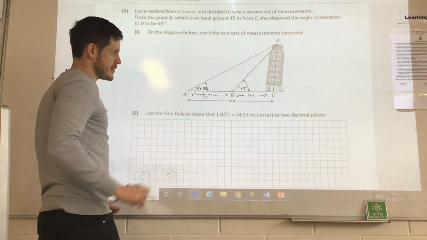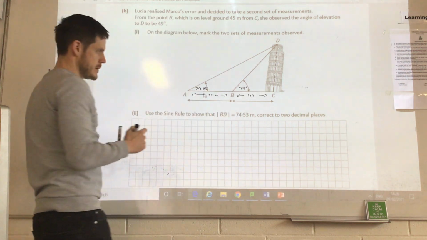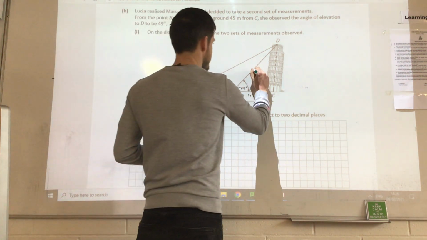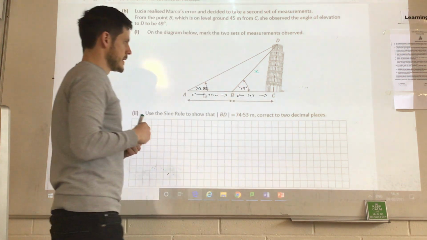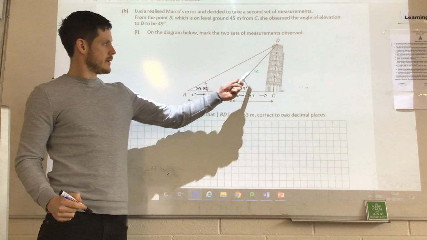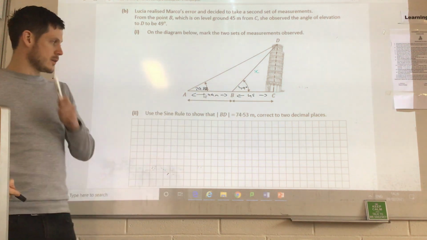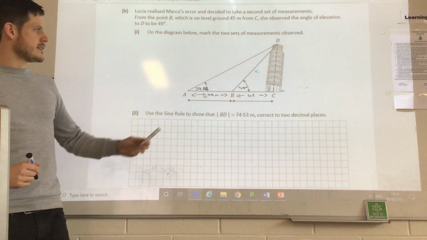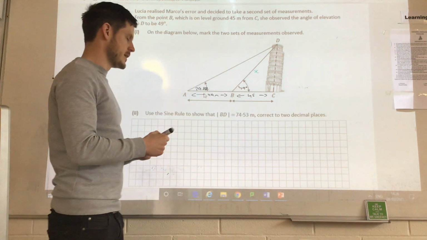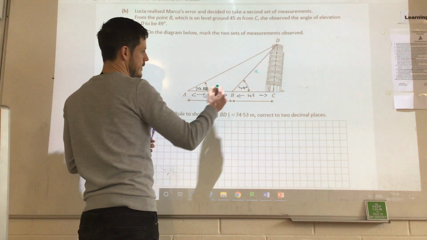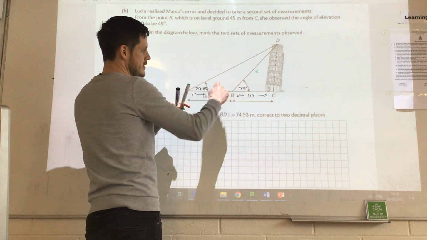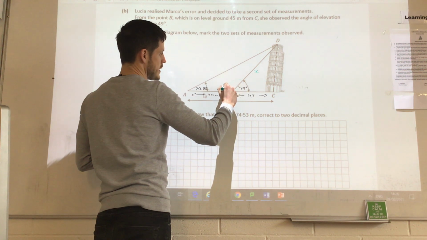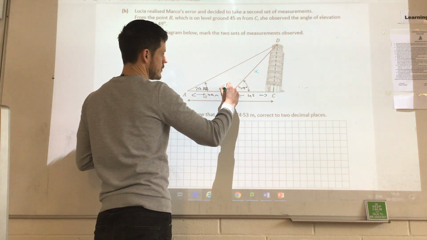So we're asked to find BD, and it tells us BD is equal to 74.53. Prove it. So I'm going to call this X. This is what we're looking for. So I have this side and an opposite angle. To use the sine rule, I need this side and this angle then. So I need to figure out what this angle is here. Well, first thing I'm going to do is figure out what this angle is here, because 49 and this are on a straight line. So if that's 49, then this one here must be 131.